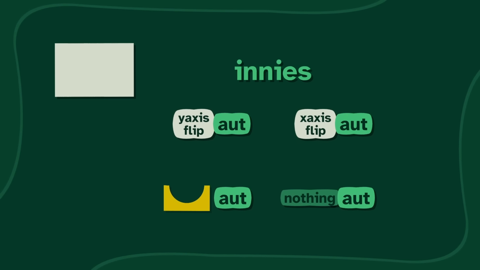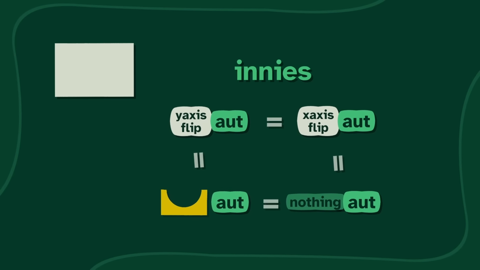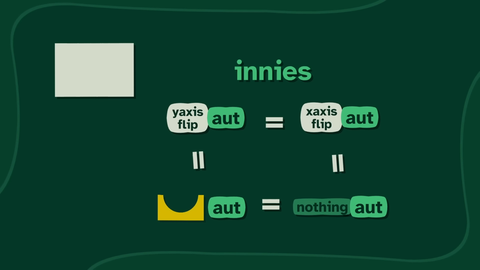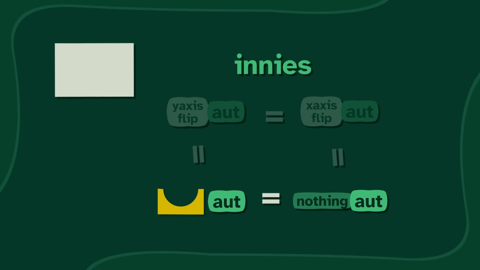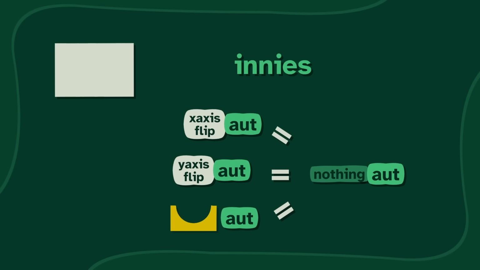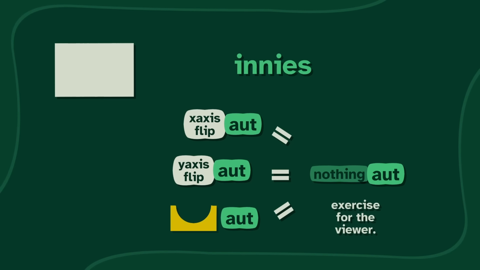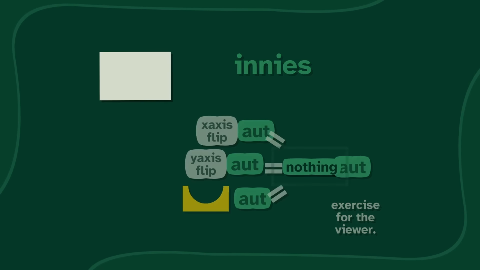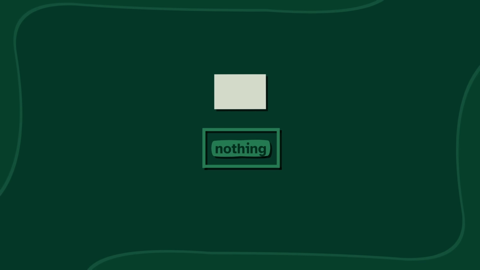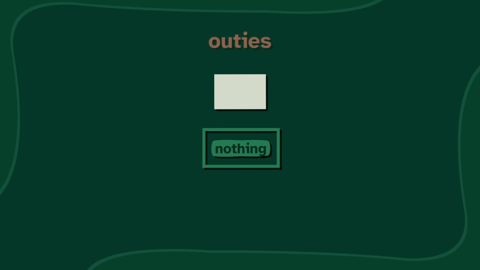The rectangle has 4 symmetries, but it turns out their automorphisms are all equal. We've already seen that the half-pipe is nothing, but the others are also nothing, because, I'll leave this one as an exercise for the viewer. The table has only 1 row. The automorphisms are completely determined by the columns, the outies.